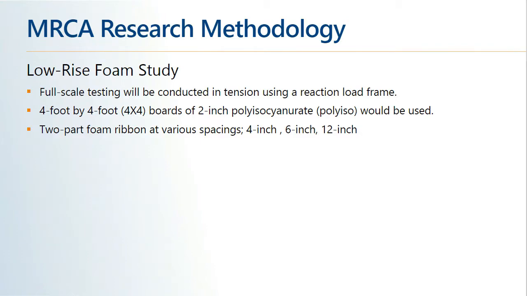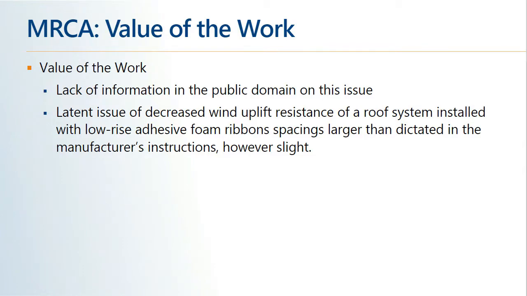Currently, the industry standards are 4 inch, 6 inch, and 12 inch spacings. So what is the value of the testing program for the MRCA? There's little information on how slight spacing irregularities and variances affect the ultimate bond of the insulation layers, and little information about how the issue of spacing correlates with and affects wind uplift properties of insulation.